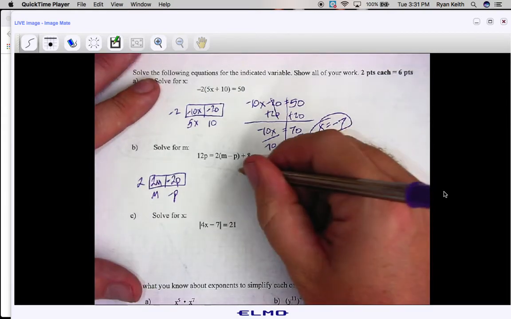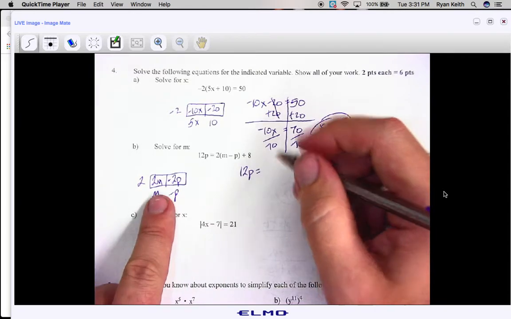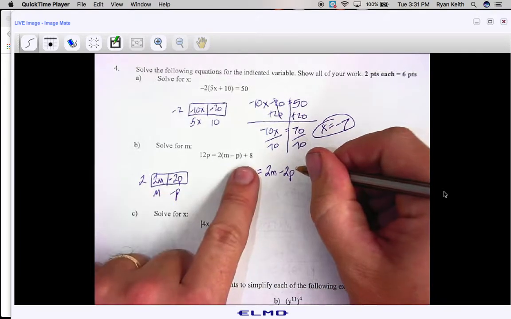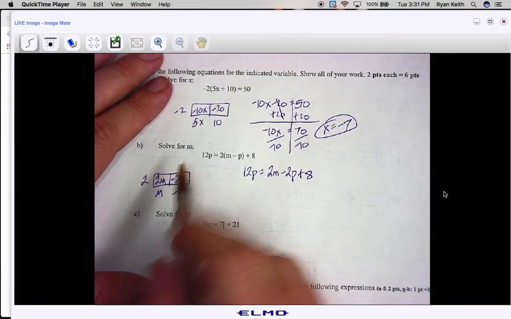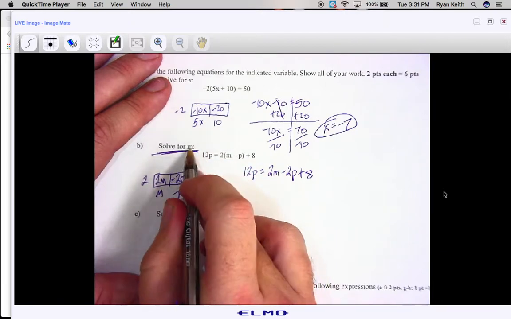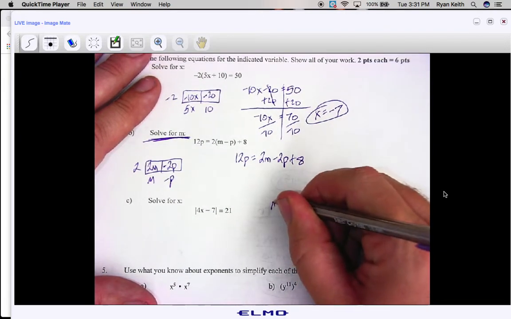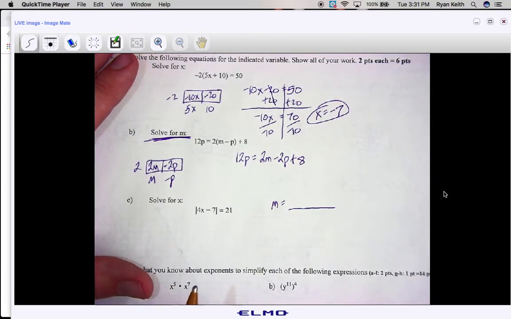Now, let's continue. 12p equals, oh look, I just got the answers from the distributive property, and I still have the plus 8 that I don't want to forget about. See what the question says? Solve for m, solve for m. So I know that I want this problem to only end when I have m equals, and everything else is on this side. Everything else.